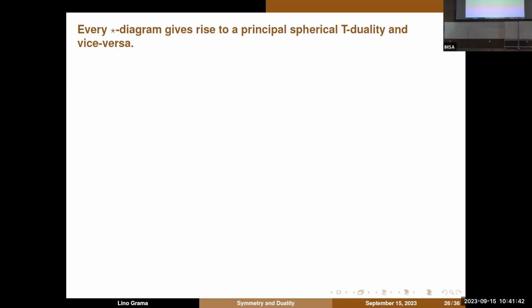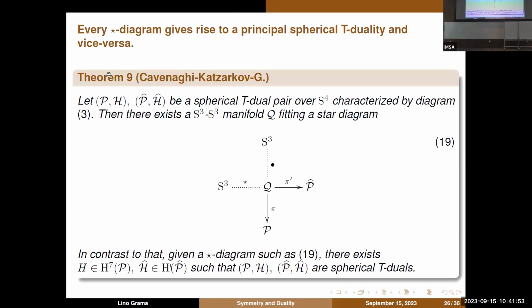Now we can put the two concepts together. The star diagram giving rise to the principal spherical T-duality and vice versa. This is now our theorem. If I start with the star diagram, I can produce a spherical T-dual, and vice versa. If I have some spherical T-dual manifold, I can produce the star diagram.